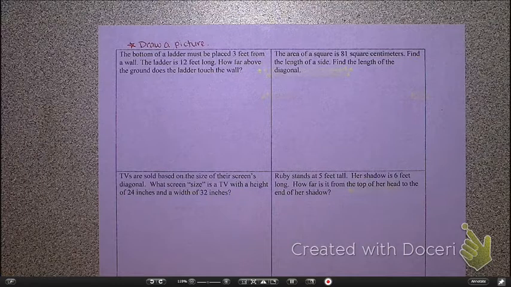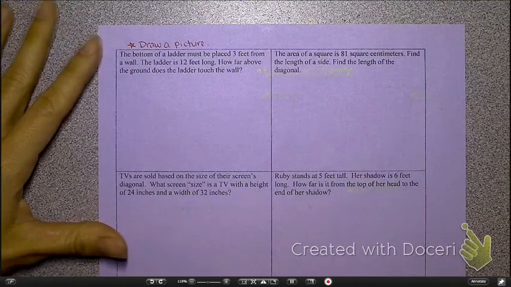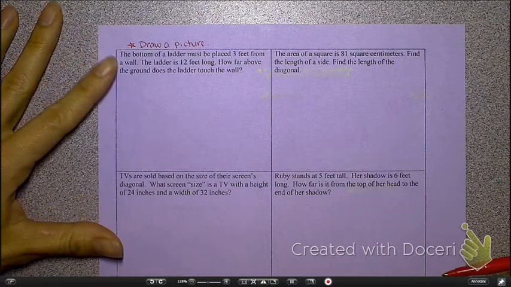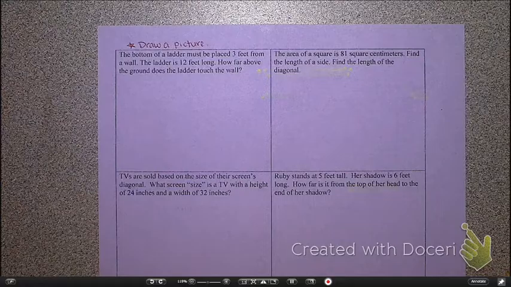So the problem says the bottom of a ladder must be placed 3 feet from a wall. The ladder is 12 feet long. How far above the ground does the ladder touch the wall? Okay, so let's go ahead and draw a picture of this.